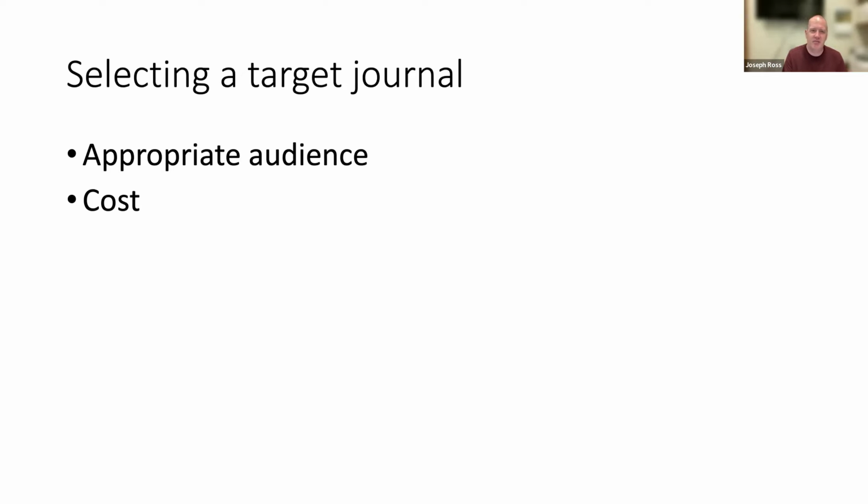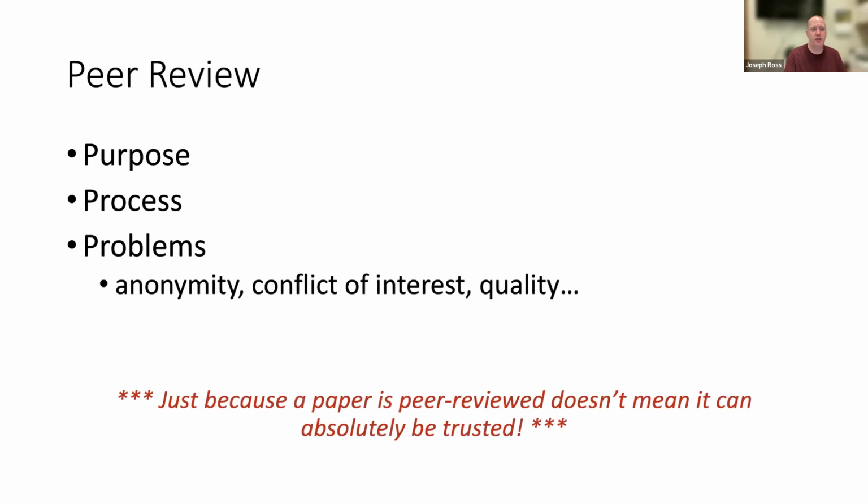And then there's cost. Different journals charge different amounts to publish. I don't have time to get into that right now, but it can range from hundreds of dollars to multiple thousands of dollars for a scientist to pay the journal to publish their manuscript once it gets peer reviewed and accepted.